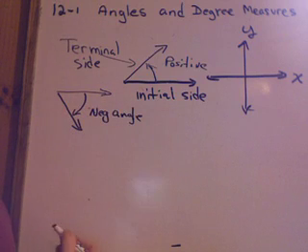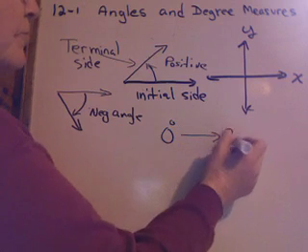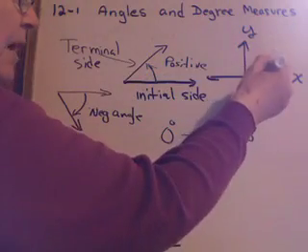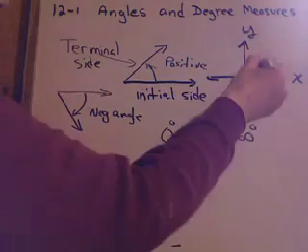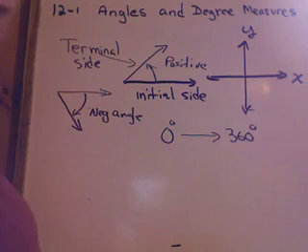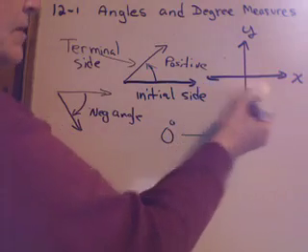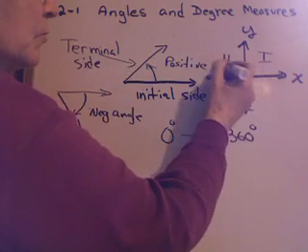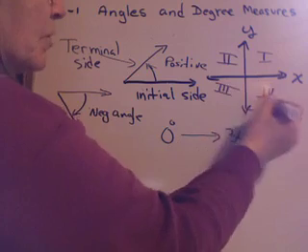And we're going to be using degree measures from 0 degrees all the way to 360 degrees, which is a complete revolution around this quadrant system. And we may even go more than 360, which means you go around more than one time. Now, another thing that's important in this section is the quadrants. We name them with Roman numerals. This is called Quadrant 1. Quadrant 2, Quadrant 3, Quadrant 4.